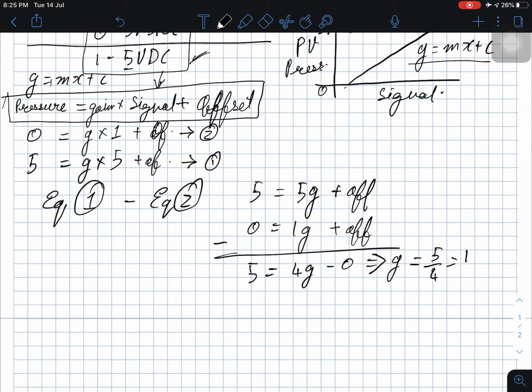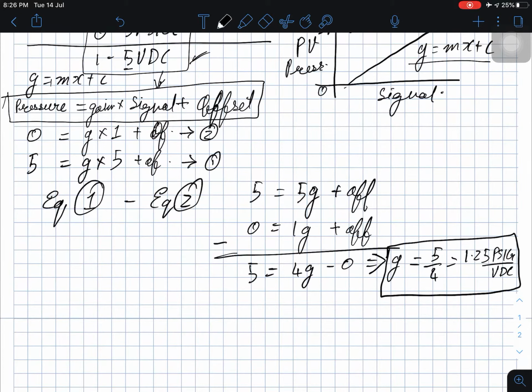which is 1.25 psig per VDC. So if you look closely here, the value of g is 1.25 and the unit is psig per VDC. So it is the response of the system, or rather, it's the relation of the output of the system and the input of the system.